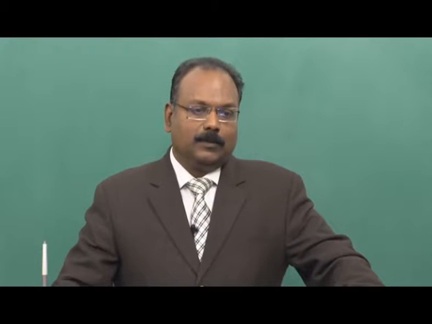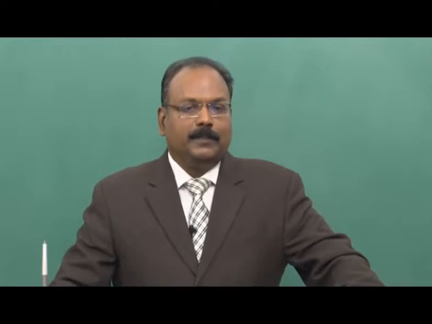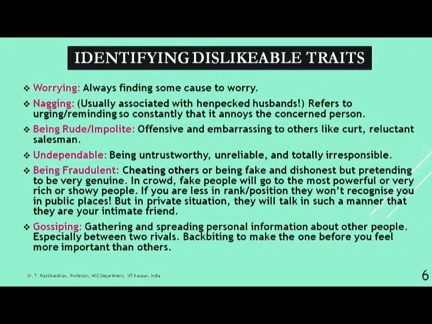Associated with this is also this gossiping tendency. What do people who gossip do? They gather and spread personal information about other people. They will talk to one person, gather all personal information, and share it with the other one whom this person does not like. Often they are rivals or enemies. So, sharing one person's very personal information with the other, and backbiting.